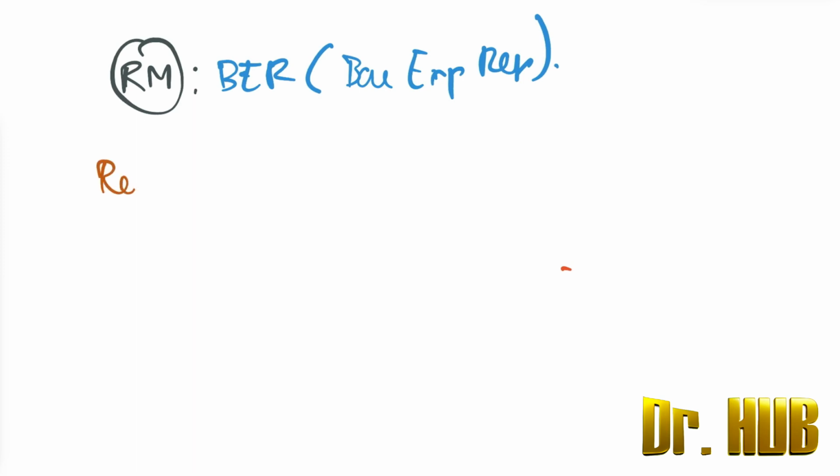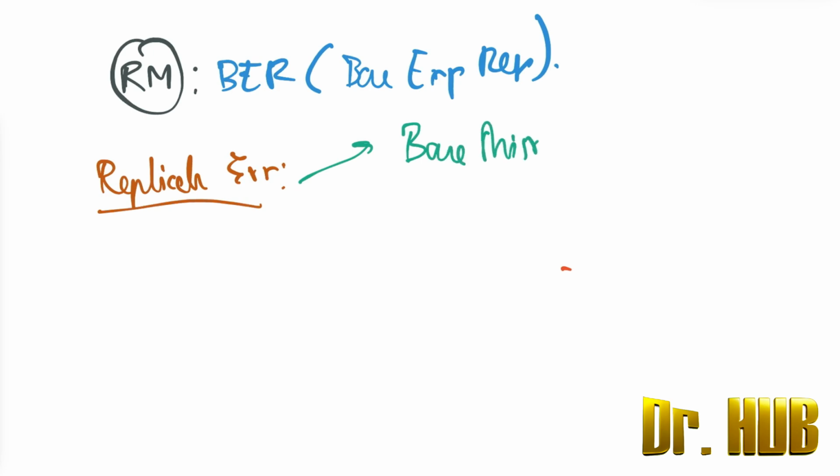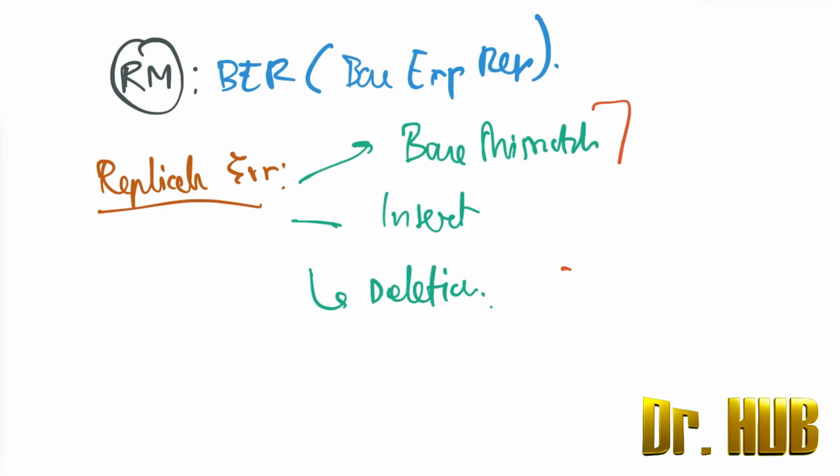Then comes the replication error. For the replication error, the damage caused is a base mismatch as well as the presence of insertions and deletions. So what is the repair mechanism? The repair mechanism is going to be MMR, that is mismatch repair.